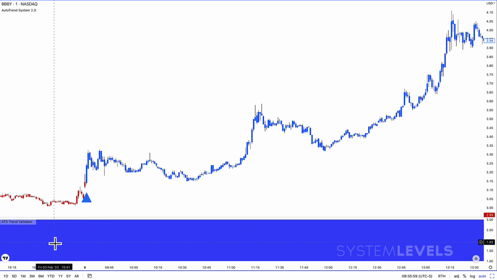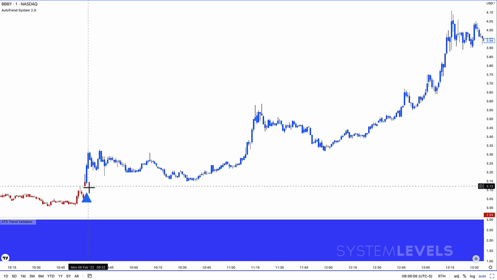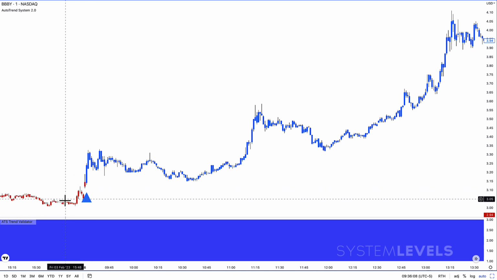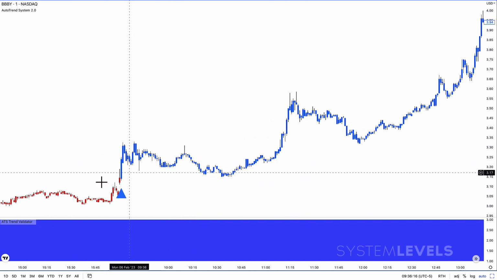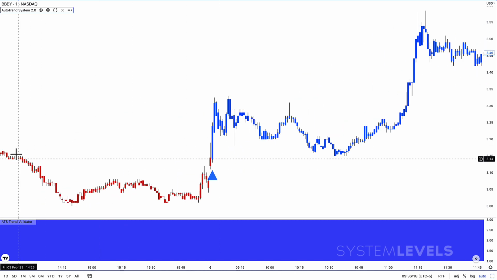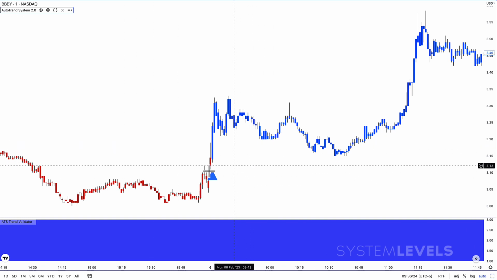Basically, we have moved the histogram from the lower part of the chart right on top of the candlesticks. So instead of the histogram being red and blue, we have instead colored the actual candlesticks right on your chart. So you will see right here, we were in a downtrend. This is BBBY, by the way. I'm going to go over this trade that happened on Monday.